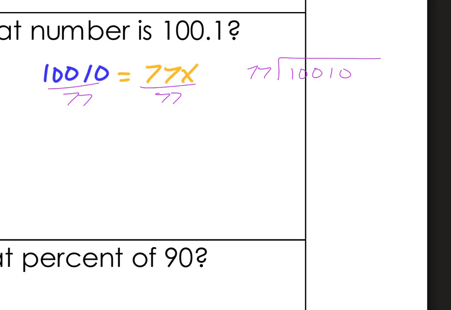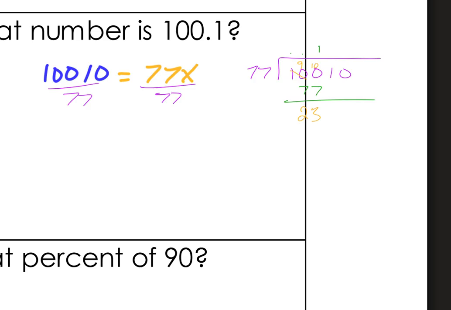77 goes into 1, no. 10, no. But 100, yeah. Now, here's where I made my first mistake. I accidentally called this 33 in one class. That's not 33, because it would be 23, right? If you need to see it, you borrow from the 10 to get 9 to make this 10. 10 minus 7 is 3. 9 minus 7 is 2. And if you're like, dude, I don't borrow. I don't know what that is.